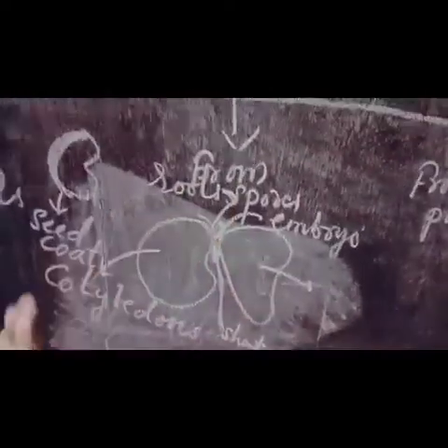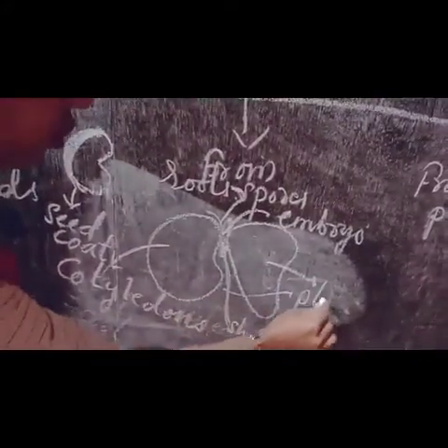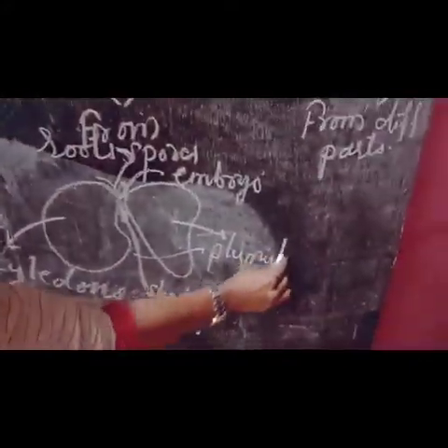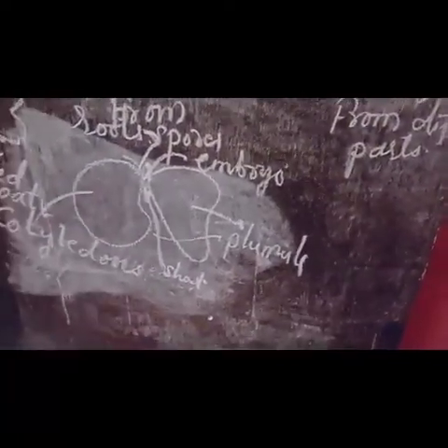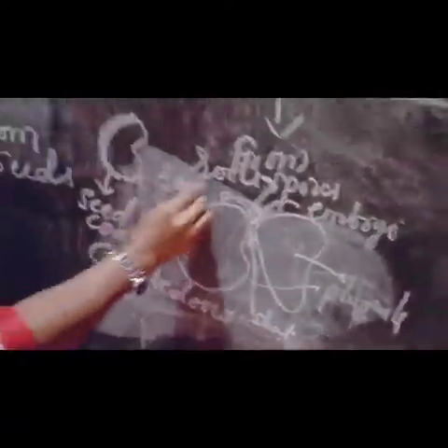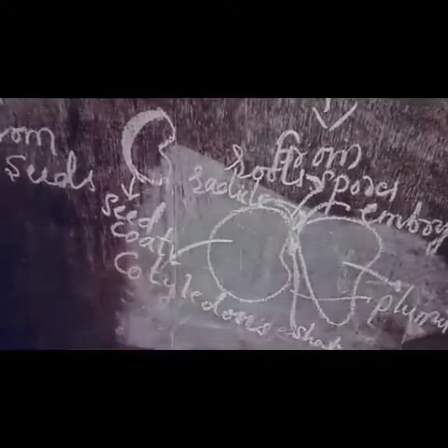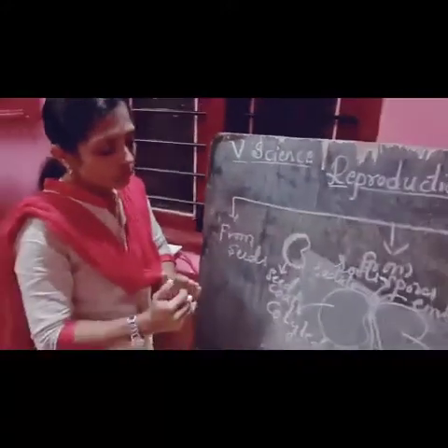So the part which grows into a shoot is called the plumule. Here it is not mentioned, I am just telling you for your information. The part inside the seed, of the embryo, which grows into a root is called the radicle. Radicle and plumule. Radicle grows into a root, and plumule grows into a shoot.